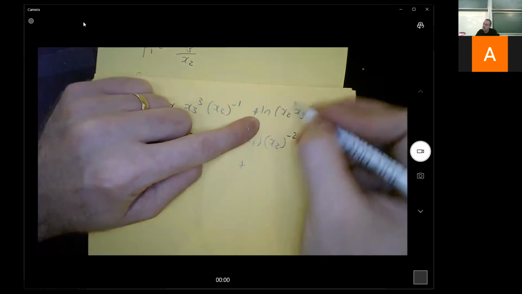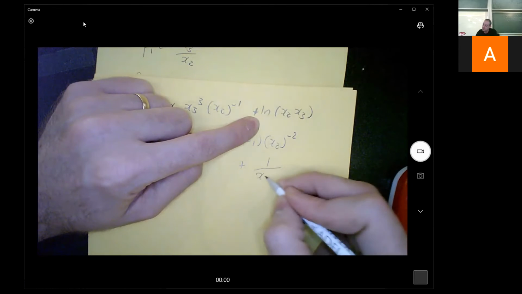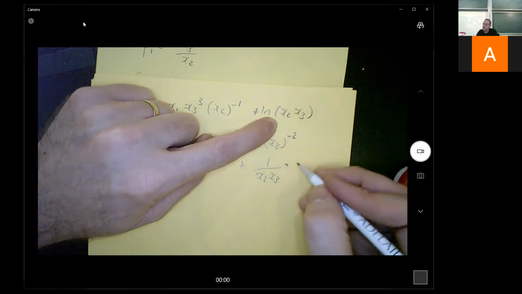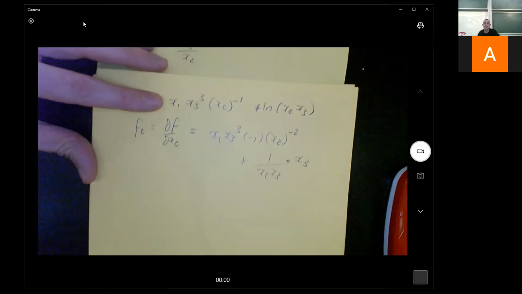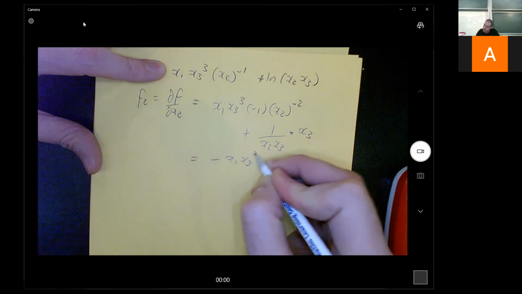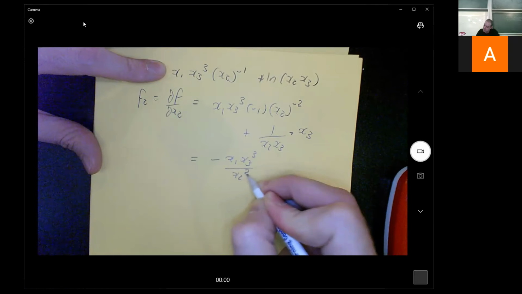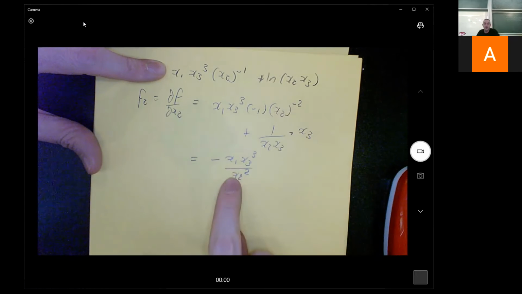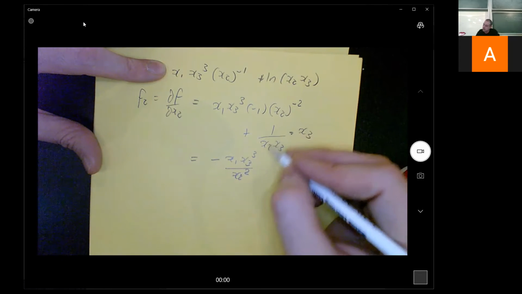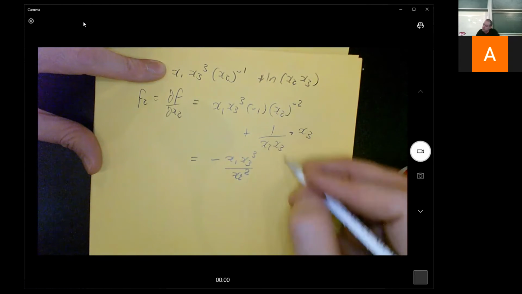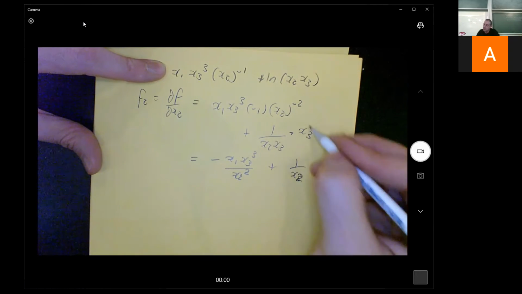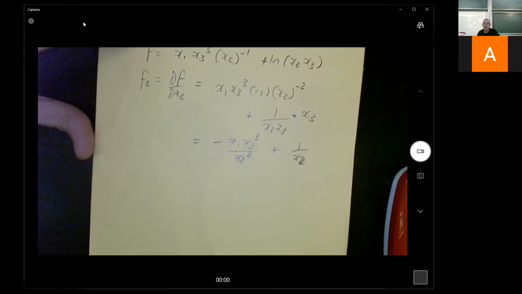And then the derivative of ln is 1 over the thing. But I have to multiply by the derivative of this, which will be the constant that's multiplied by x2. So it'll be that. And so I get minus x1, x3 cubed on x2 squared, because that minus 2 will put it down the bottom there. And then x2 divided and x2, the x2 is there still, but the x3s will cancel because I divided by x3 and multiplied by x3. So that's my answer for df on dx2.